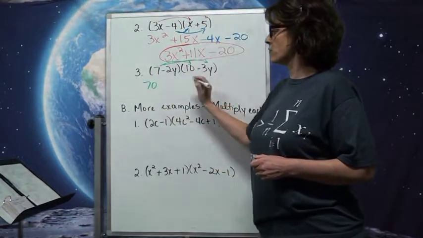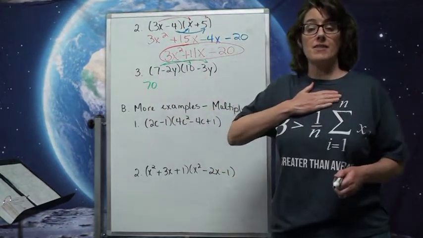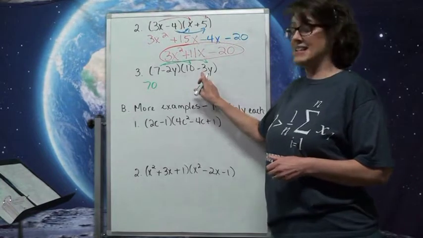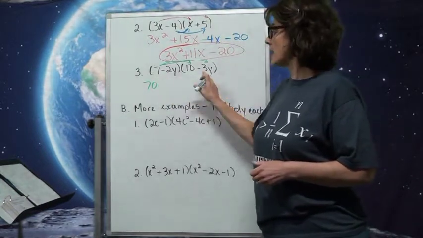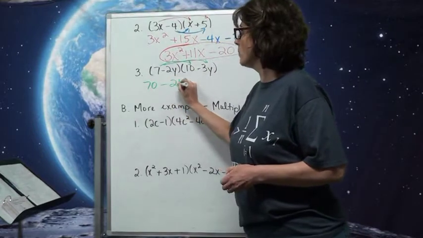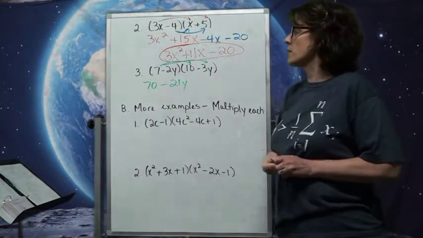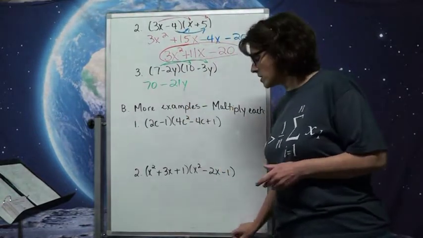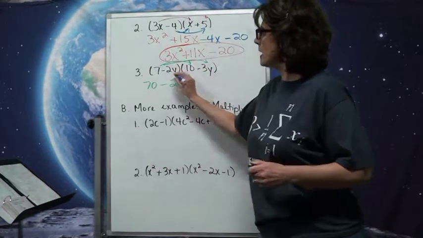7 times -3y, again, name tag, sign in front's the sign that goes. That is a -3y. So 7 times -3 is a -21y. And I'm done distributing the first term through the second parentheses. So it's the next guy's turn. So I pick him up and send him through.